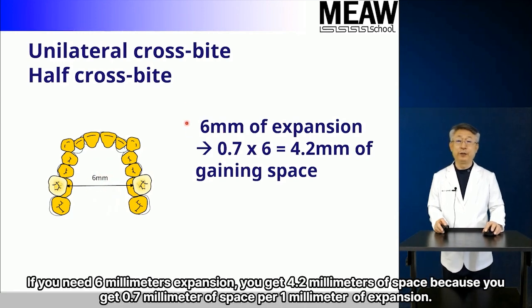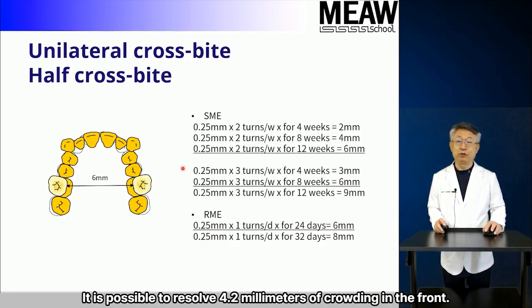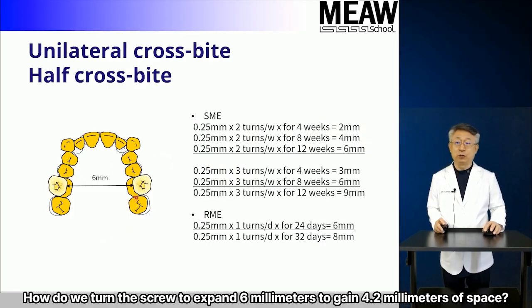If you need 6 mm expansion, you get 4.2 mm of space, because you get 0.7 mm of space per 1 mm of expansion. It is possible to resolve 4.2 mm of crowding in the front. How do we turn the screw to expand 6 mm to gain 4.2 mm of space?